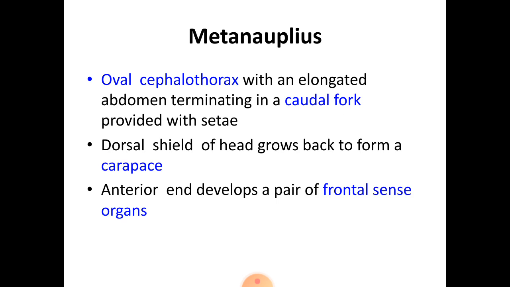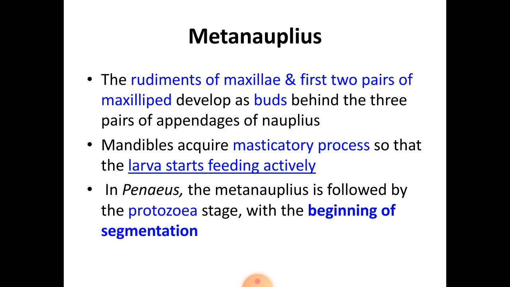The metanauplius is oval in shape, having an oval cephalothorax with an elongated abdomen terminating in a caudal fork. The dorsal sheath grows back to form a carapace, and the anterior end develops a pair of frontal sense organs. The rudiments of the maxilla and first 2 pairs of maxillipeds develop as buds behind the 3 pairs of appendages of the nauplius. The mandibles acquire masticatory function, so the larva starts feeding actively.